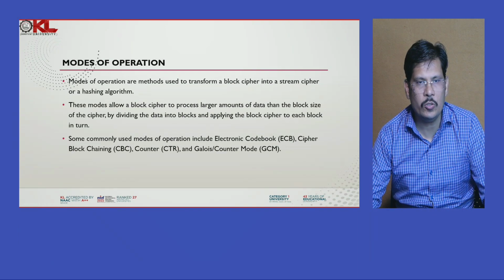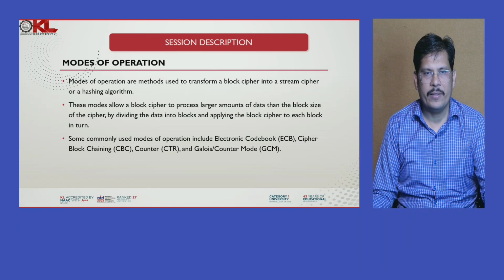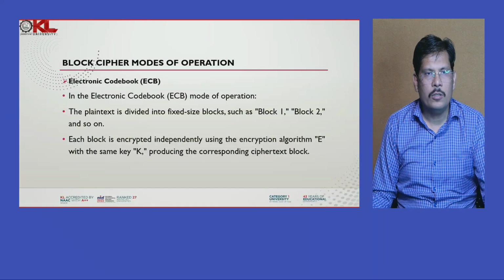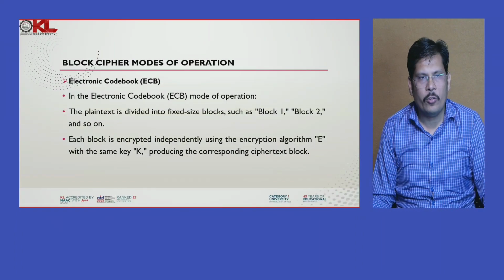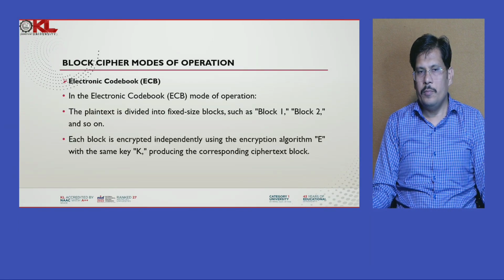Some commonly used modes of operation include electronic code book, also called ECB, cipher block chaining, called CBC, counter, CTR, and Galois counter mode, that is GCM. We will discuss them one by one. So first of all, block cipher mode of operation: electronic code book, ECB.